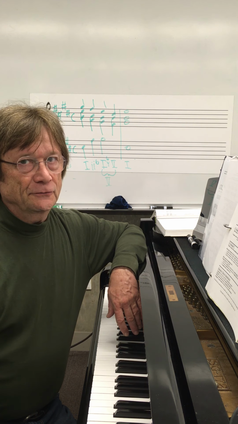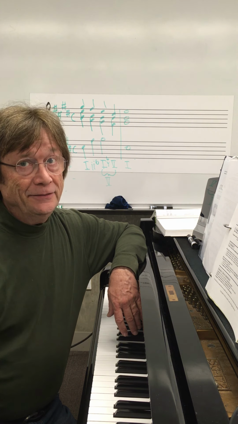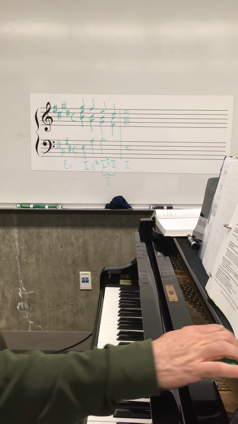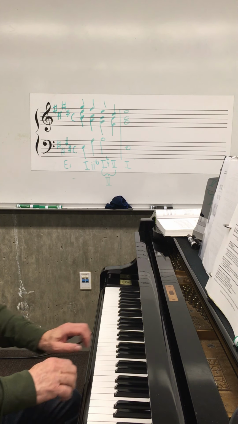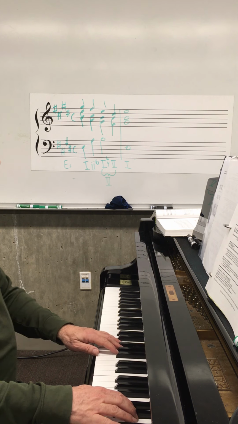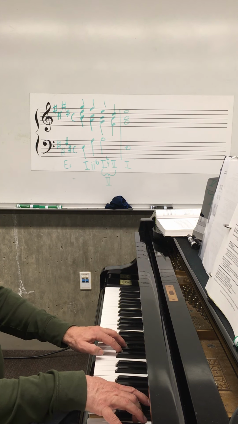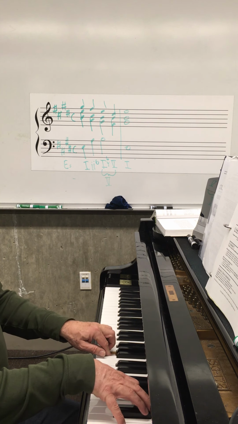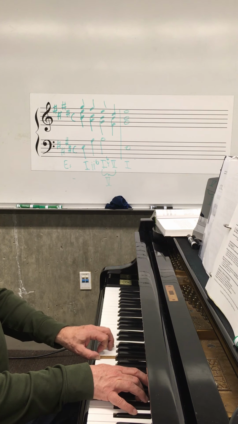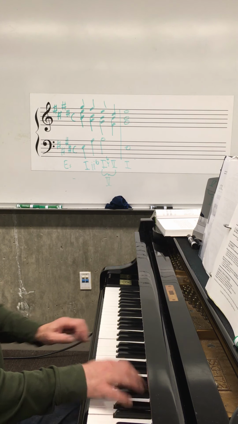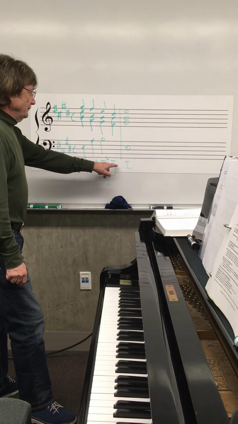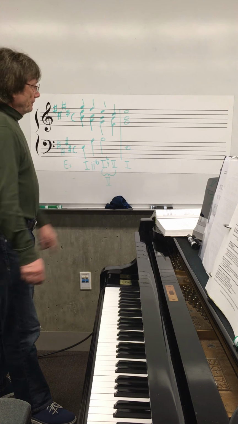Oftentimes the cadential 6/4 is used to delay the arrival of 5. So that's what we have here on the board. We're in the key of E major, and these are our chords. 1, 2, 6, 1, 6, 4, 5, 1. Right here is the cadential 6/4 that delays the arrival of 5 by 1 beat.